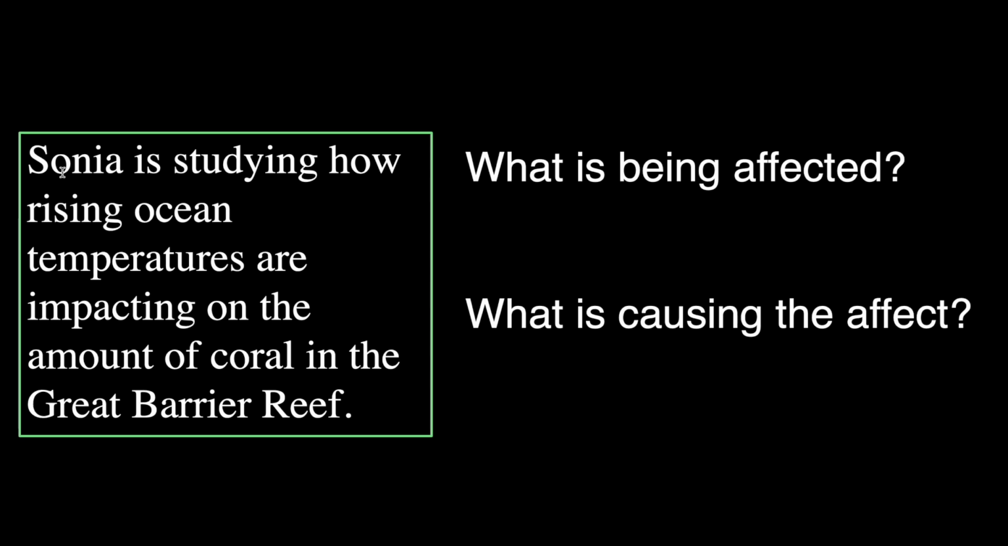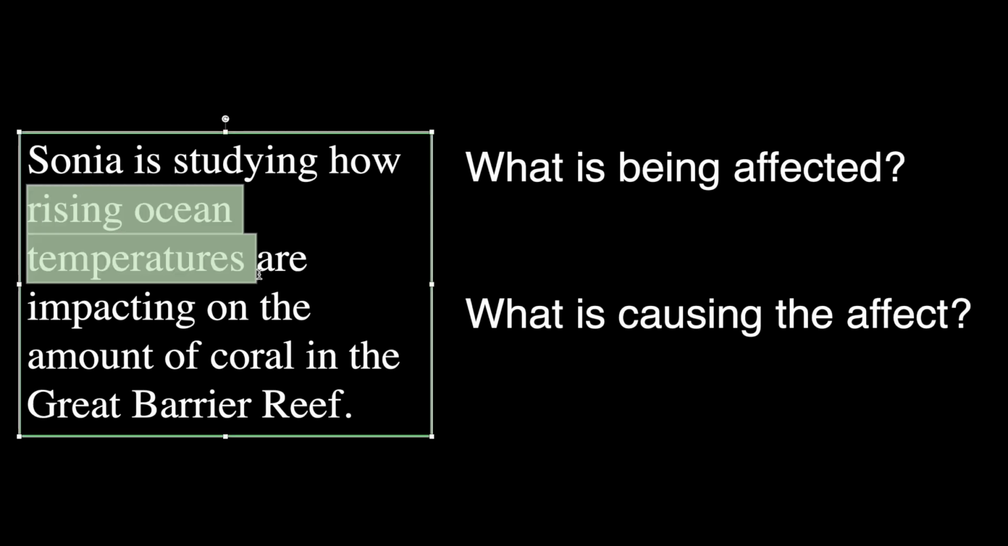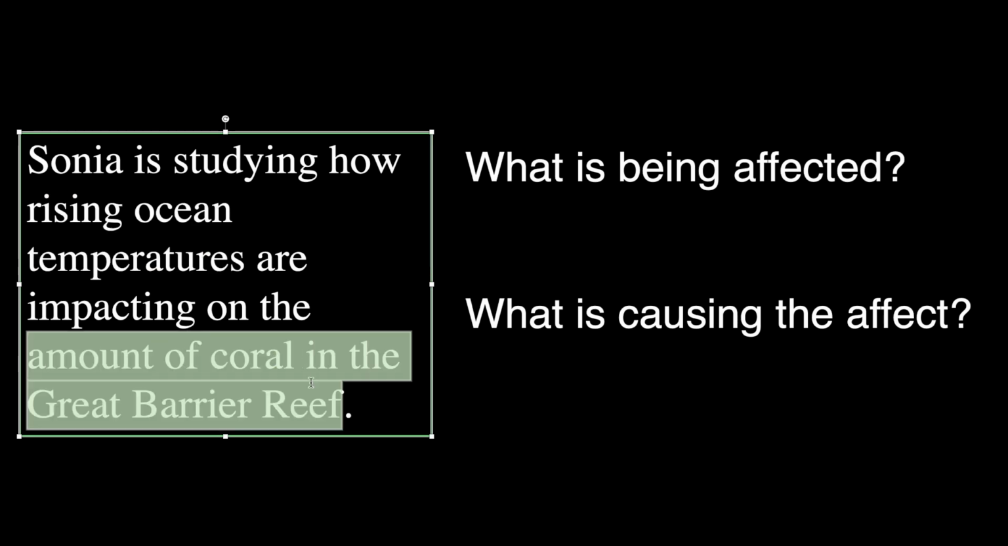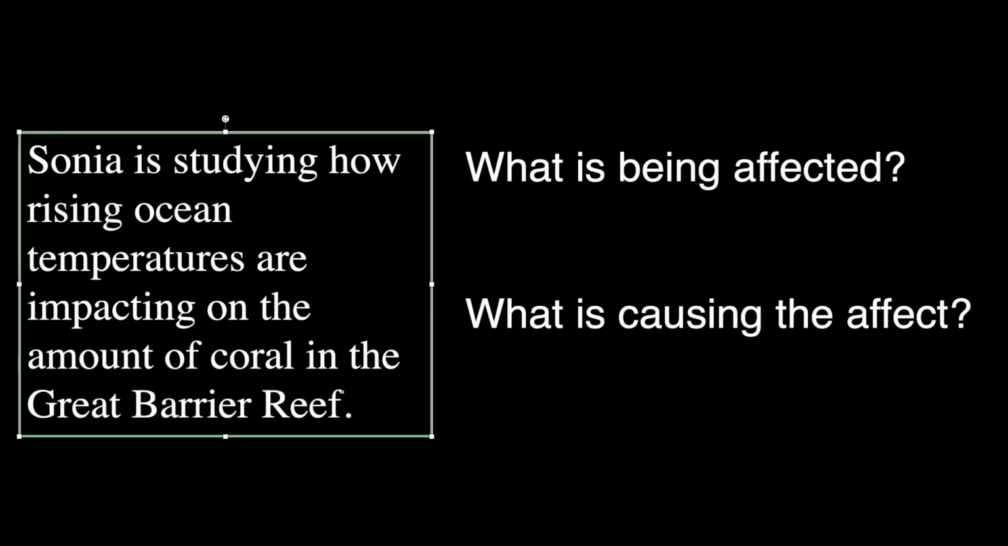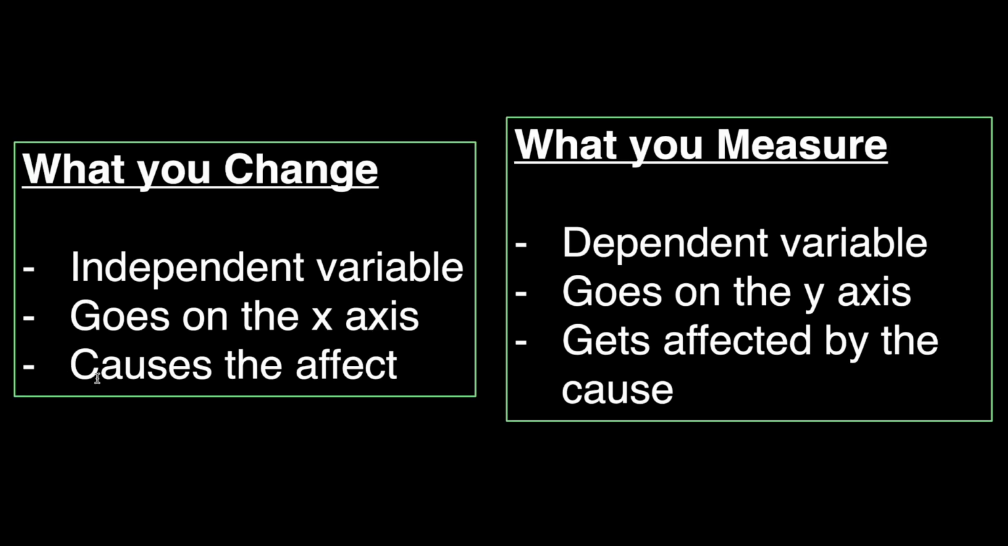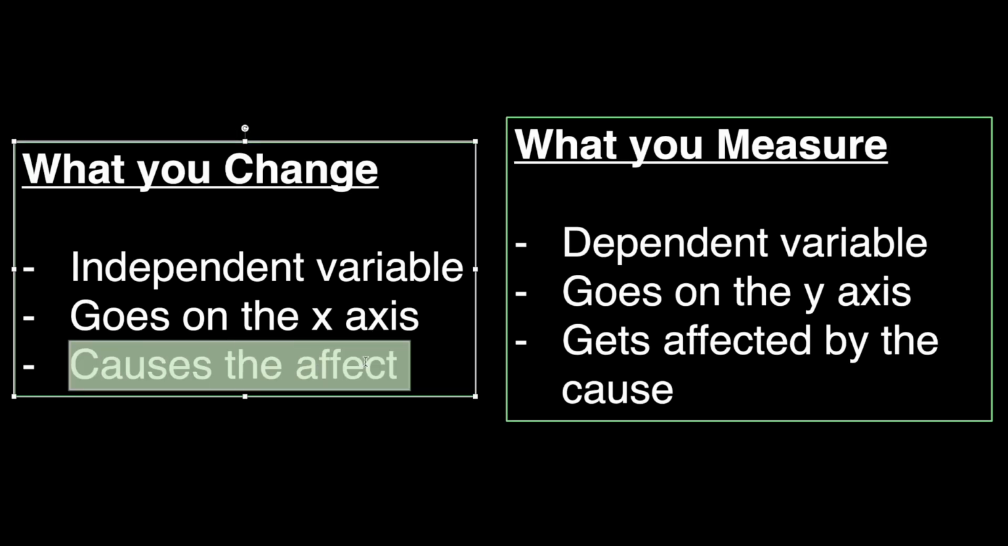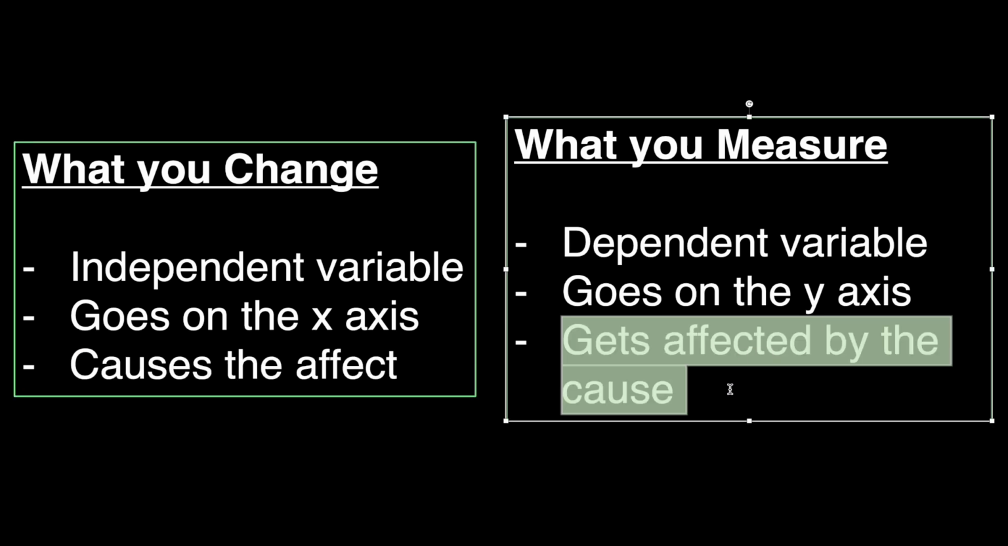Now, Sonia isn't changing anything here. She's seeing how rising ocean temperatures, which she doesn't change, are impacting on the amount of coral, which she also isn't changing. This is where we come to our second definition of the independent and dependent variable. The independent variable causes the effect. The dependent variable gets affected by the cause.